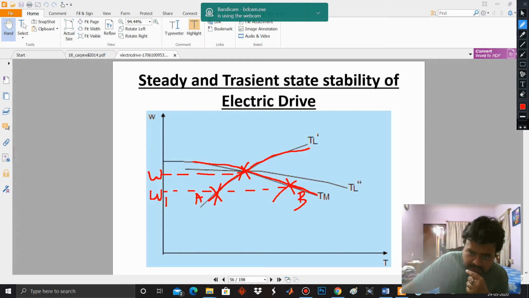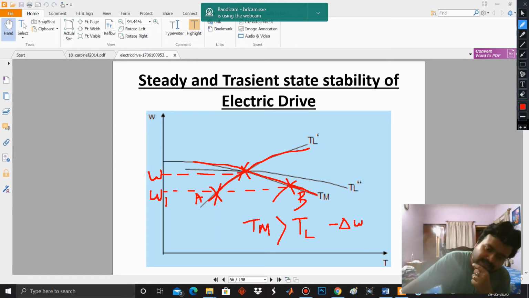So at point A and point B, which is greater? For omega 1, which is greater, the load torque or the motor torque? Obviously here tau m is greater than tau L. And what about the speed? Delta omega here is negative because the speed has reduced. There is a negative acceleration. So obviously if there is a negative acceleration, the motor torque should exceed the load torque, and exactly that is happening over here. So the system is stable.